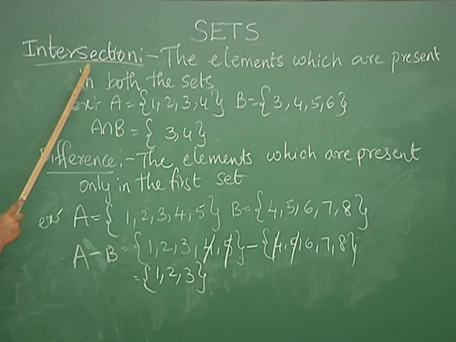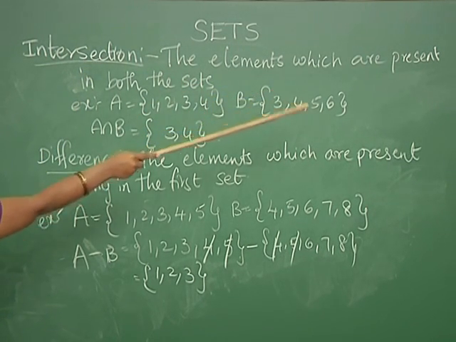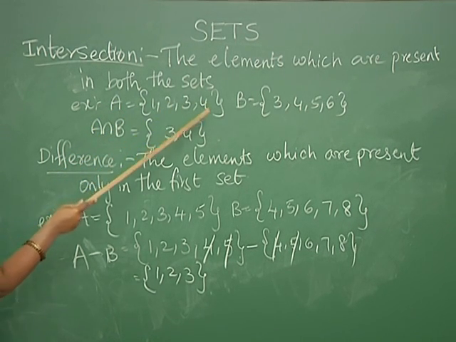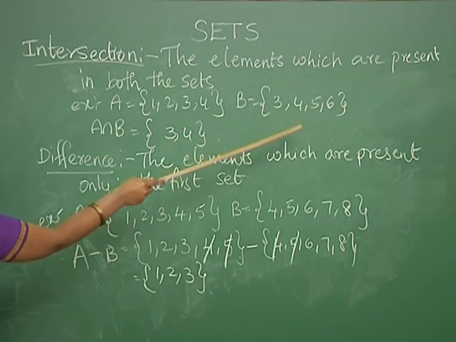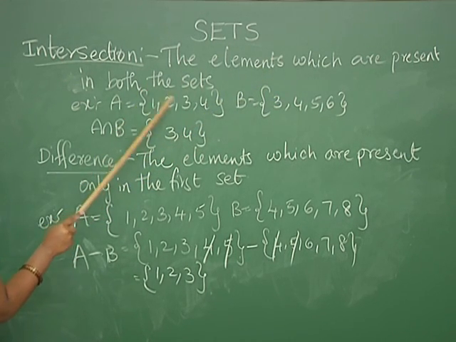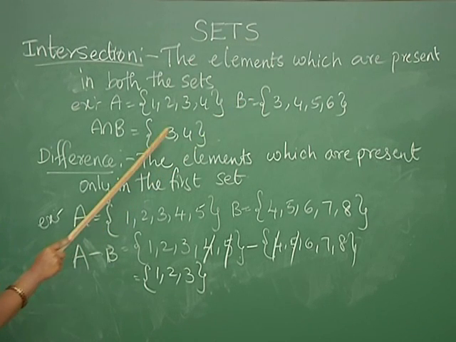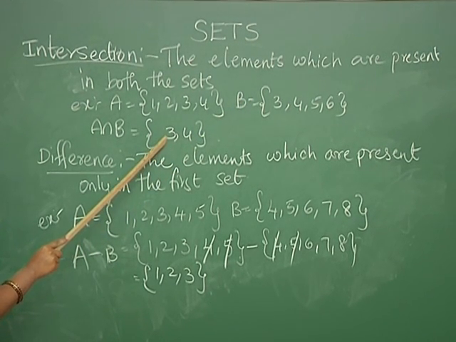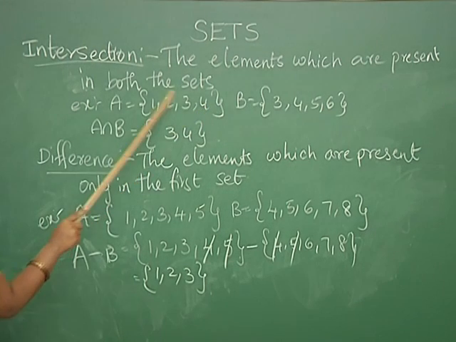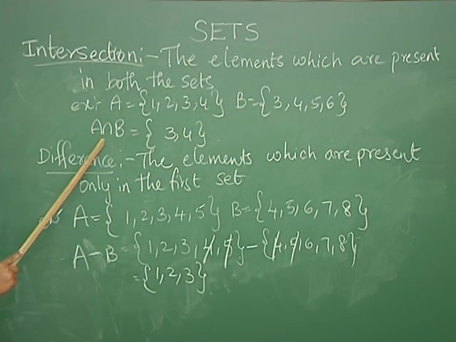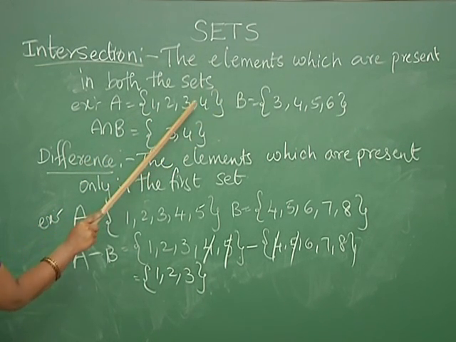Now the second one is intersection: the elements which are present in both the sets. Let us take an example. A is equal to 1, 2, 3, 4, B is equal to 3, 4, 5, 6. Both means here 3 is present in set A and 3 is present in set B. So we will get in A intersection B, 3. And here 4 is present in set A and 4 is present in set B. So A intersection B is the elements which are present in both.